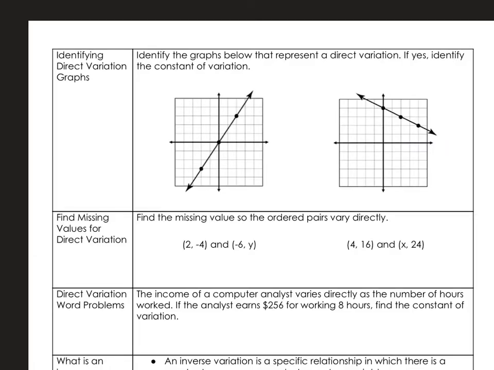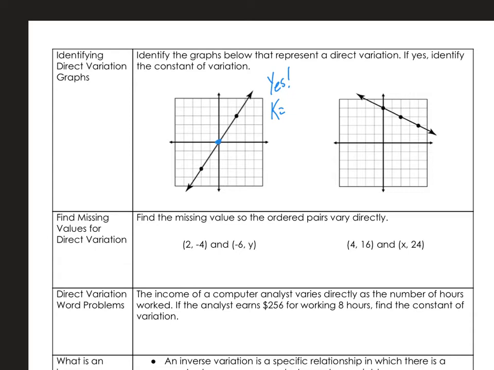Okay, so now we are on the second page, and this says to identify the graphs that represent a direct variation, and then if they do, then identify the constant. So this first one goes through the origin, so automatically we can say that yes, this is direct variation. Now we need to say what the constant is. And how we can do that is by finding the slope.